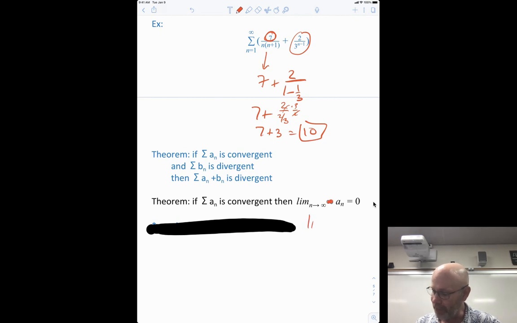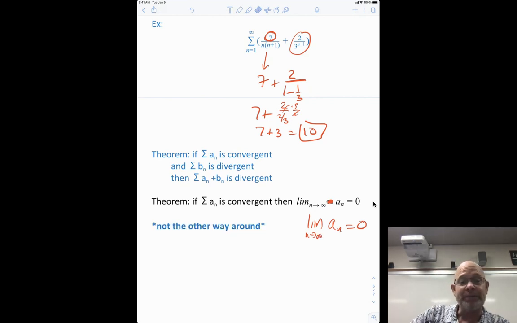Let me write it this way. The limit as n approaches infinity of the terms must equal 0. Okay. But not the other way around. Remember, if the limit is 0, it doesn't necessarily mean it's going to converge. It might converge, it might not converge. The theorem says if I know that it converges somehow, then I know the limit of the terms must be 0. However, if the limit of the terms is 0, then it may or may not converge.